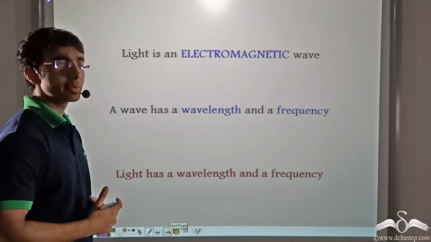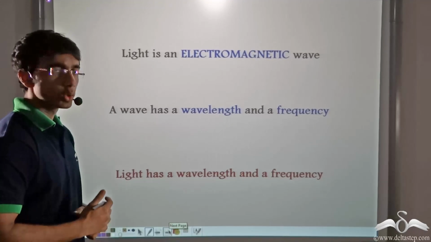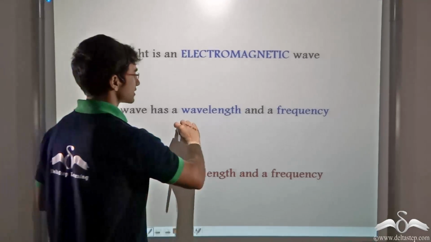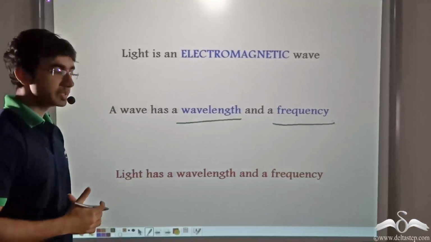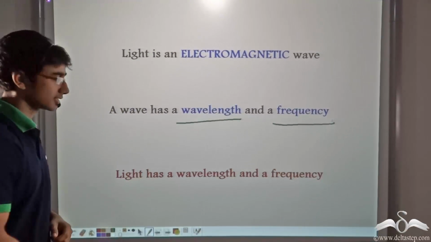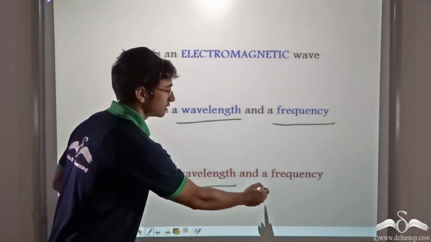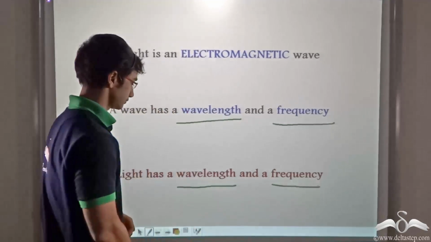Light is an electromagnetic wave, and we know that a wave has a wavelength and a frequency. So what can we say? That light has a wavelength and a frequency.